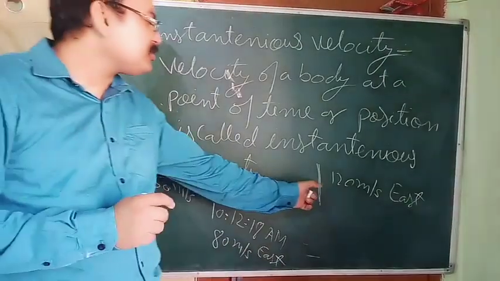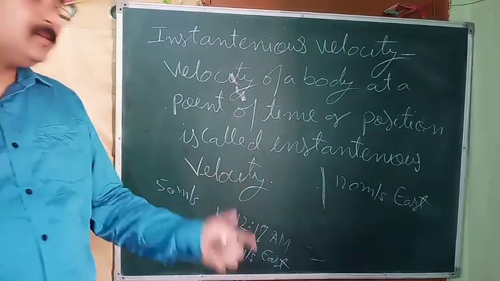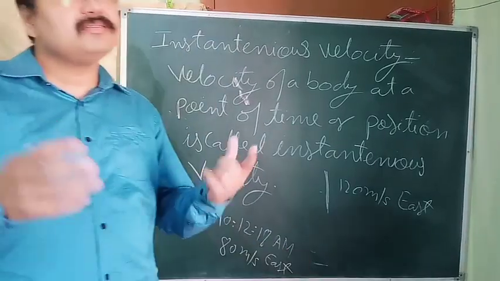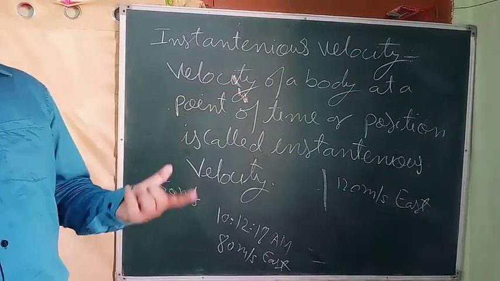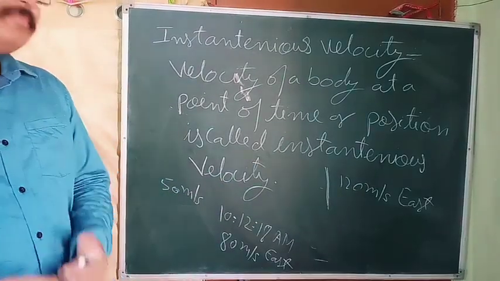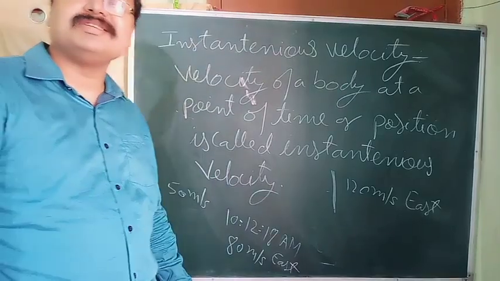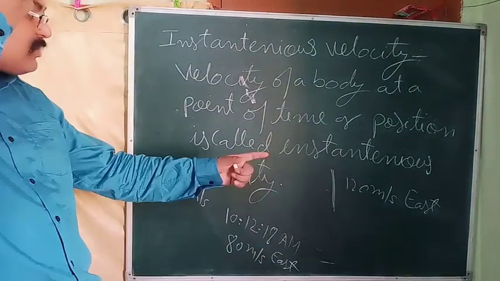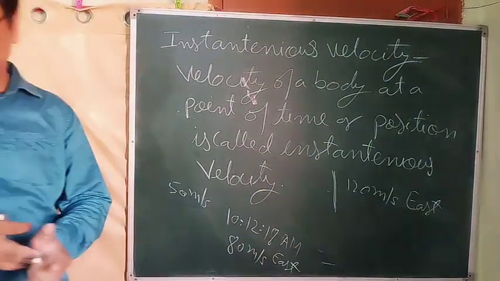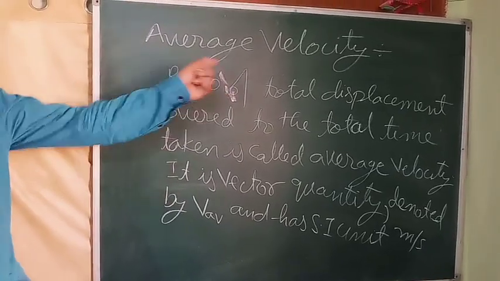Once you cross this pole, your velocity may be different or maybe the same, maybe more, maybe less. Before crossing this, the velocity of your vehicle may be more, maybe less, might be equal. We can't say. But at this instant, when it was crossing this pole, this was the velocity. So these velocities are called instantaneous velocities. Okay. Next is average velocity.